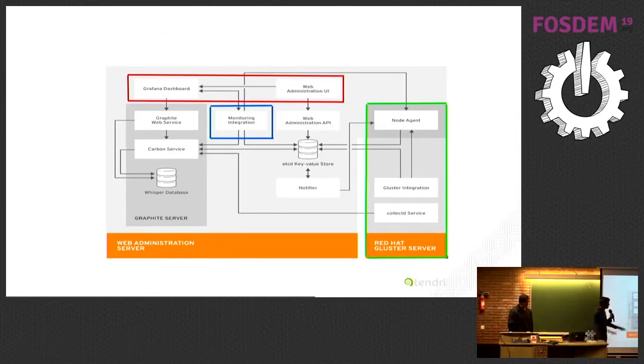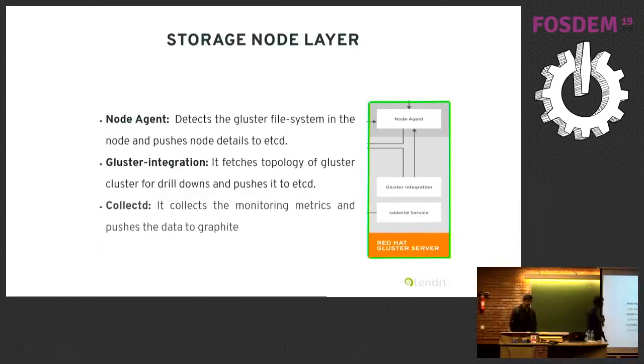The layer which is highlighted in green is called the storage node layer, the layer which is highlighted in blue is called the middle layer, and the layer which is highlighted in red is called the visualization layer. We will discuss each layer in detail. First, we will discuss the storage node layer.